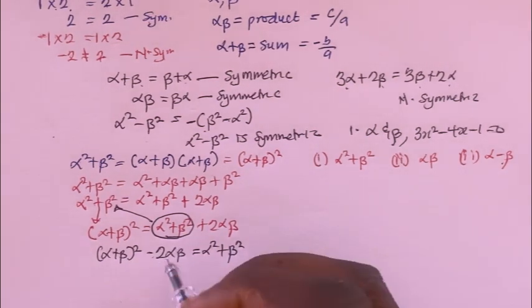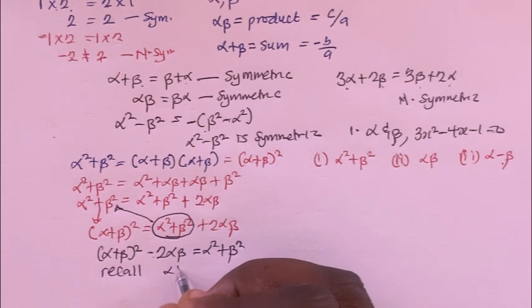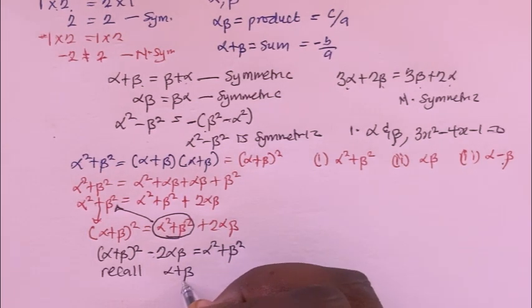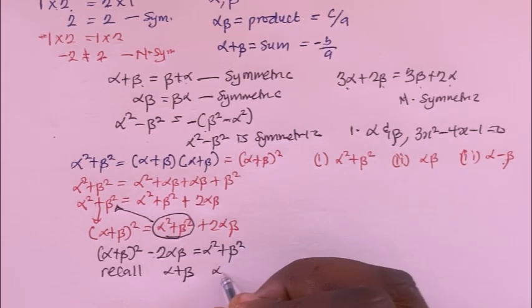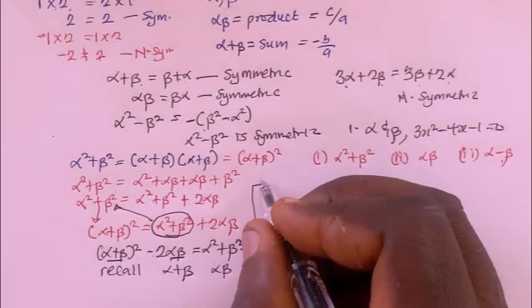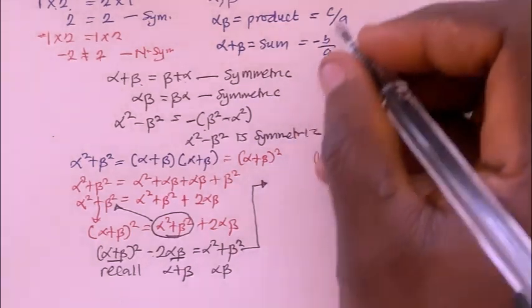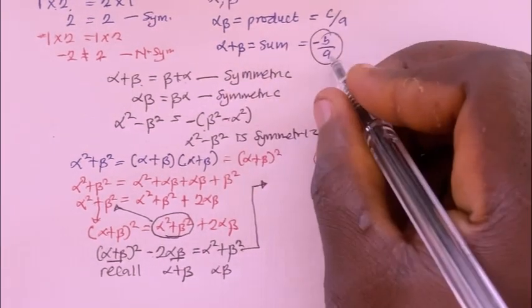Now if you look at this first, if you recall, alpha plus beta is taken to be the sum of the roots, while alpha beta is taken to be the product of the roots. So if you look at this very well, I'm having the sum and product of the roots, and this is actually the sum of the roots. So here I'm going to have this expression, alpha plus beta, which is actually minus b over a.